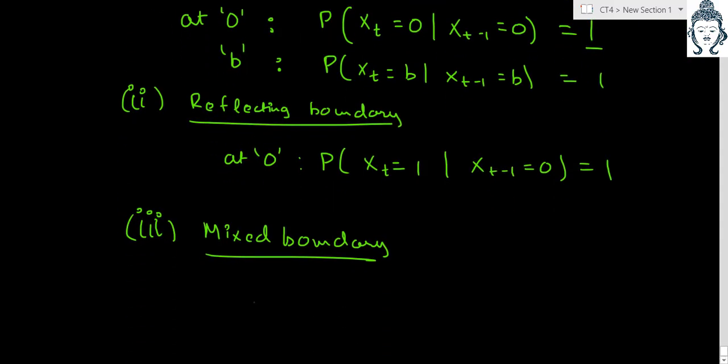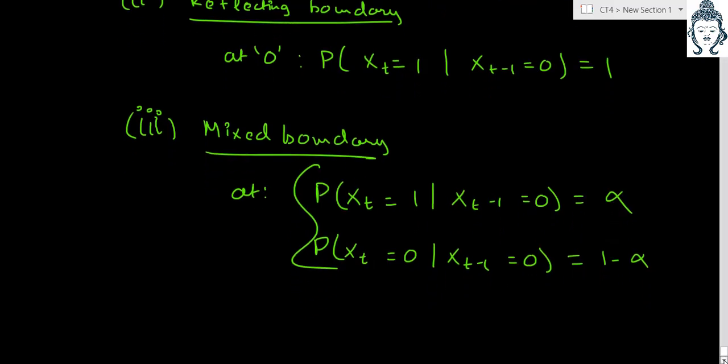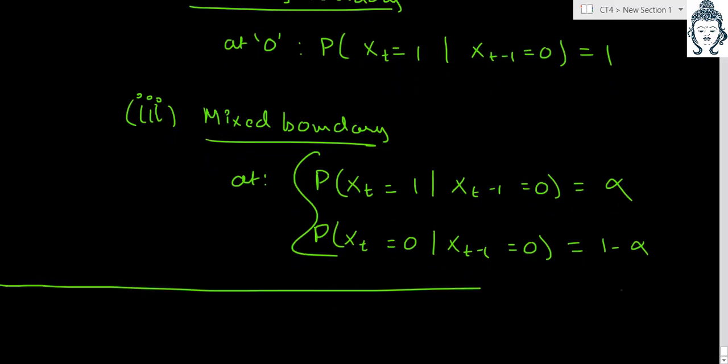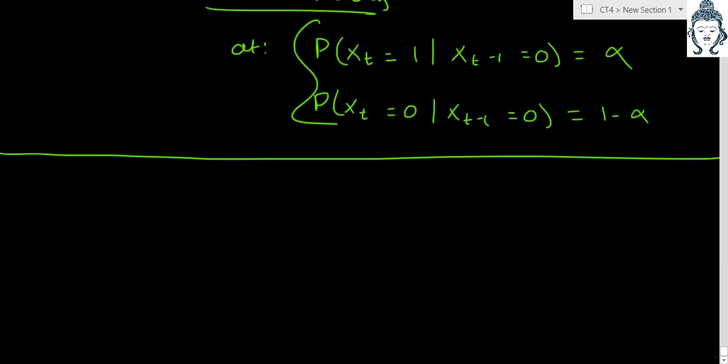So a mixed boundary at 0 would be defined as the probability that xt is equal to 1 given that xt minus 1 is equal to 0 is some alpha, and the probability that xt is equal to 0 given that xt minus 1 is equal to 0 is equal to 1 minus alpha, right? So these two are the probabilities, and this is how we define a mixed boundary. So these are the various kinds of boundary conditions that we can have here.